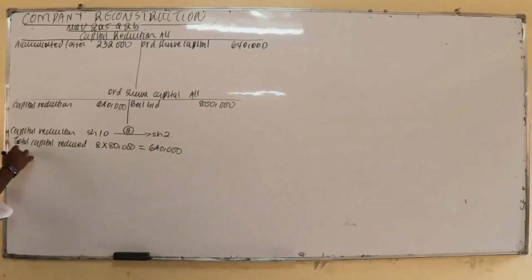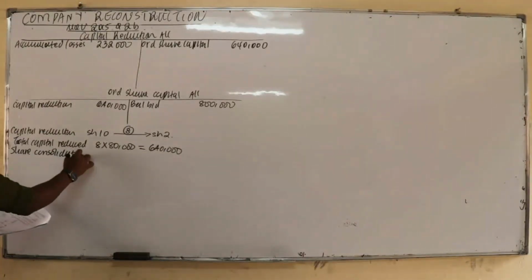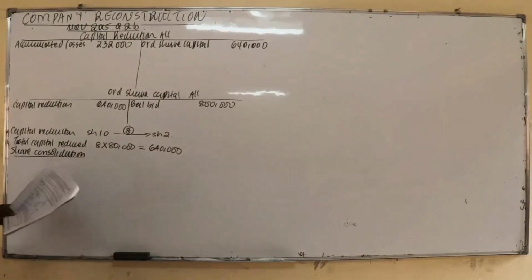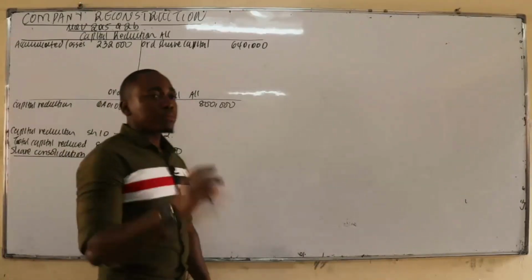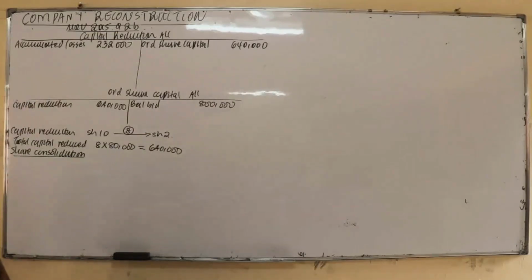Then they effected a share consolidation. That for every 5 shares, each at 2, you consolidate them into one share of how much? 10. How many shares do we have? Now we have 80,000 shares, each at 2 shillings. Now we have to consolidate. For every 5, you get?